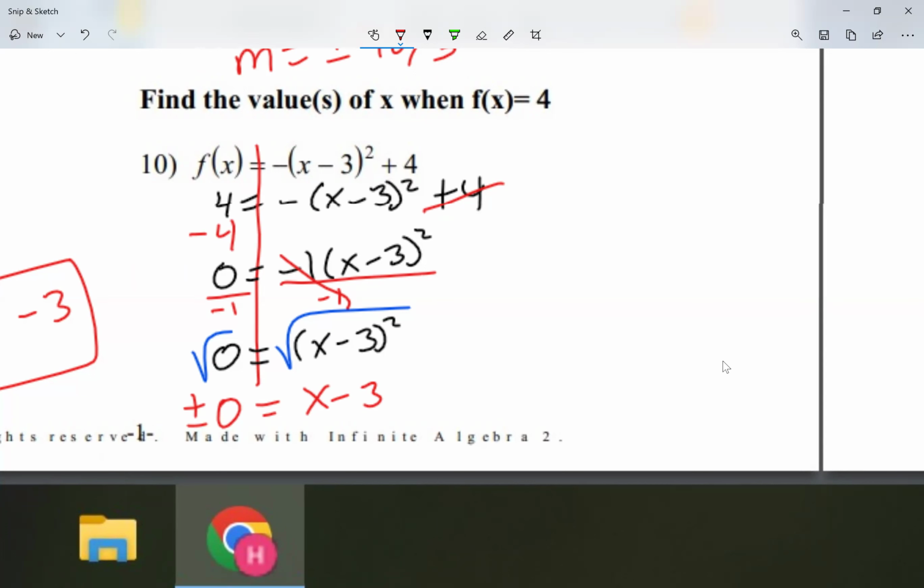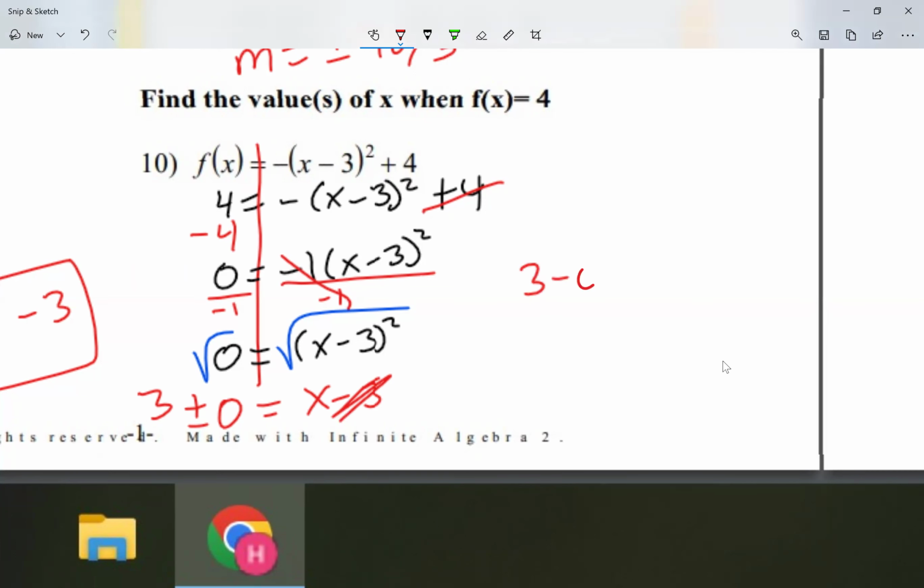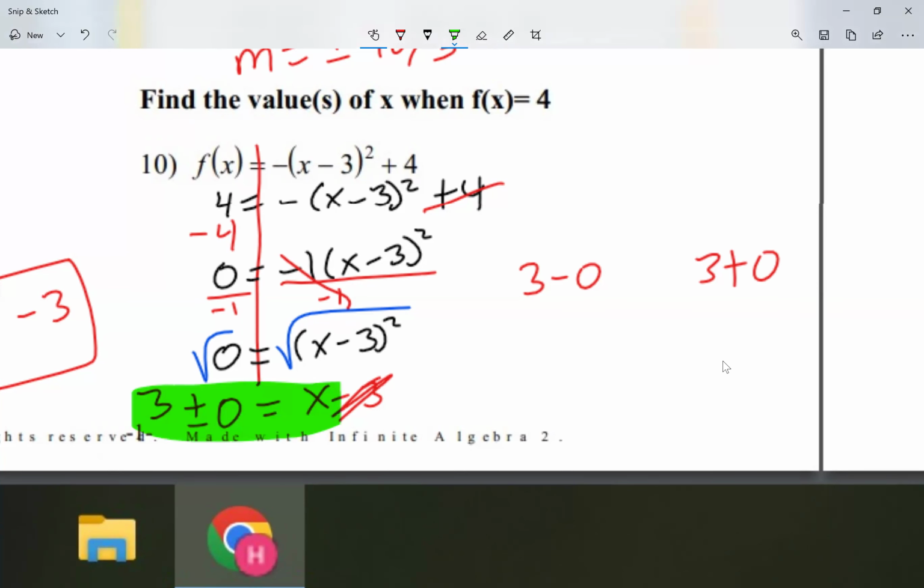To get the x by itself, this negative 3, I'm going to move it up to the left side as a positive 3. So let me emphasize, my answers are 3 minus 0 and 3 plus 0. That's basically what it says here. X is going to be 3 minus 0 and 3 plus 0. What's 3 minus 0? 3. What's 3 plus 0? 3.